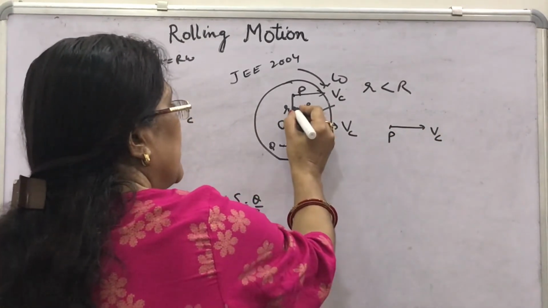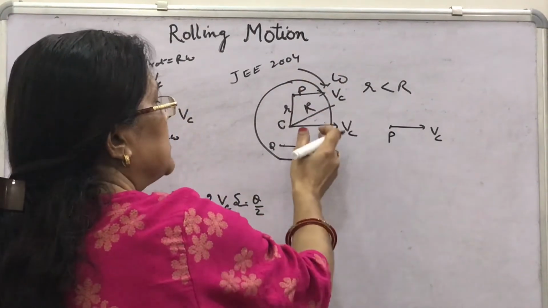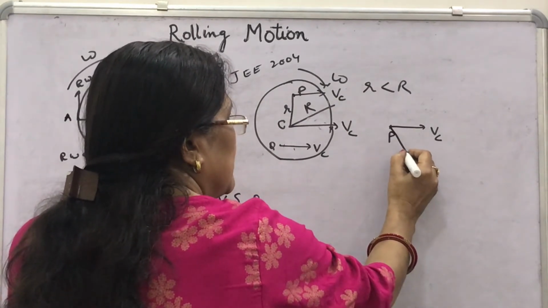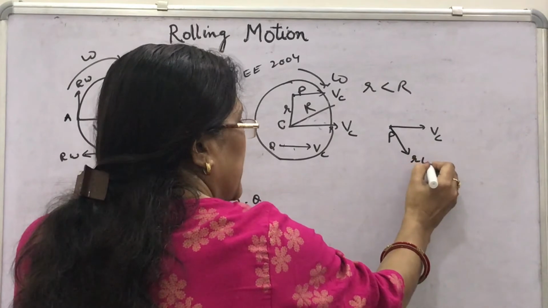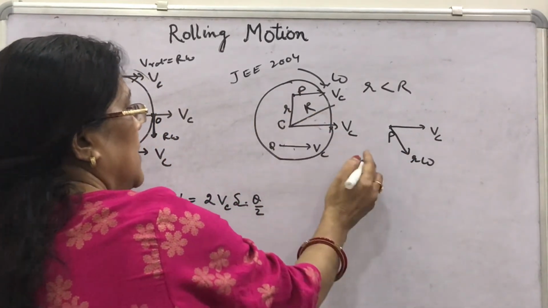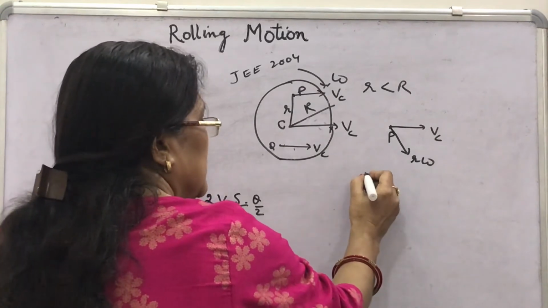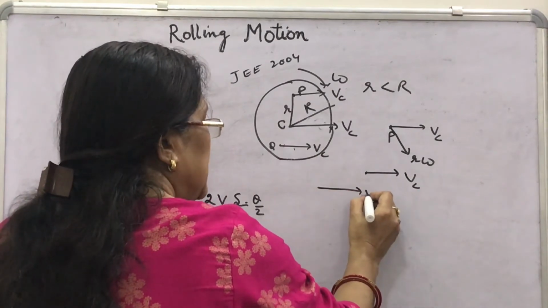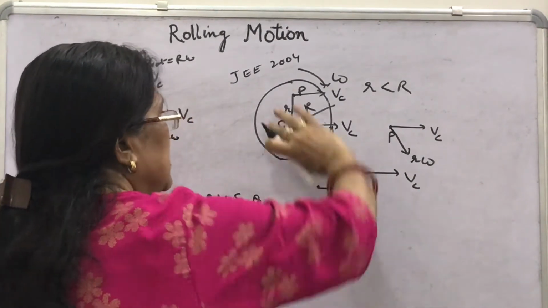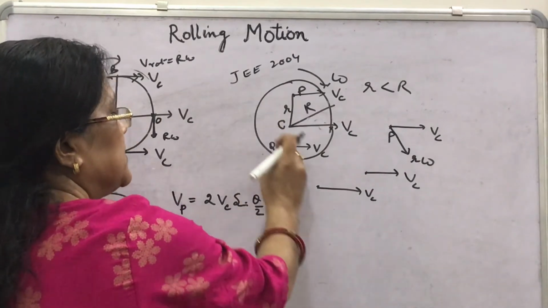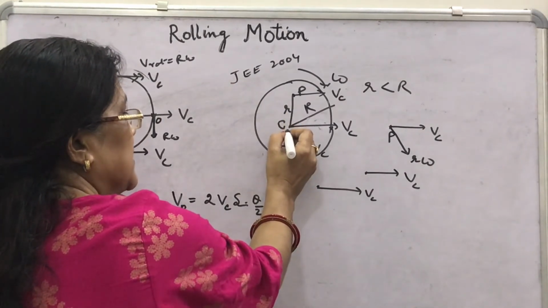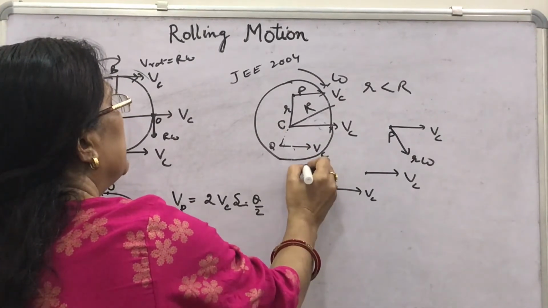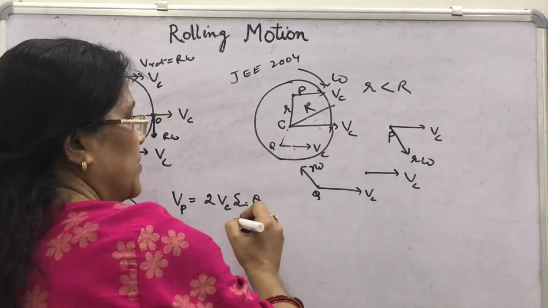Okay, what will be the rotational velocity? V rotational will be in this direction. This will be the V rotational, that is r omega. We will write here r omega. At point C, this is the point C, only Vc. At point Q, this is the Vc, and since the object is rotating like this, what will be this direction? Look, this is the radius vector and perpendicular to that will be the velocity vector r omega at point Q.